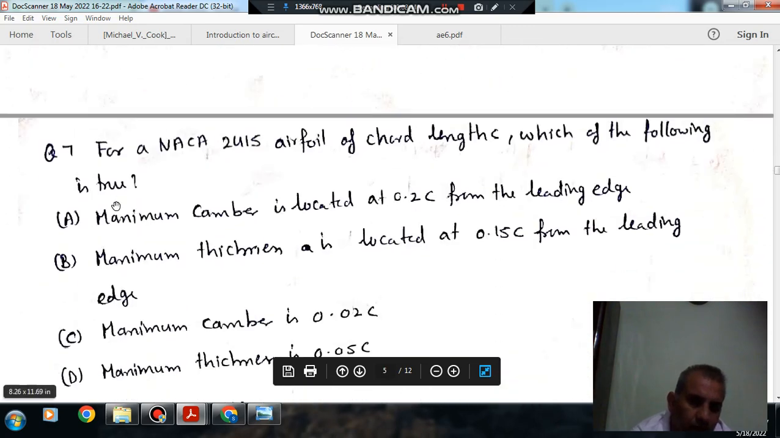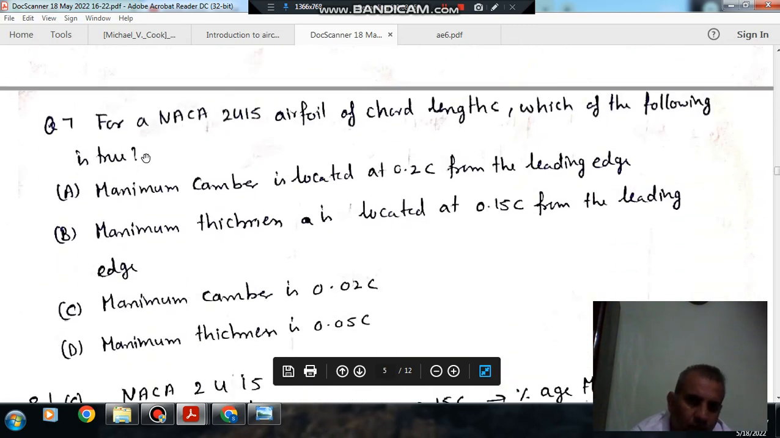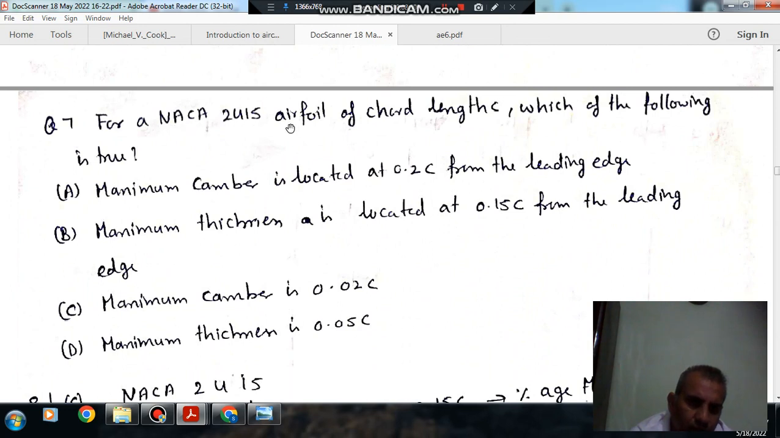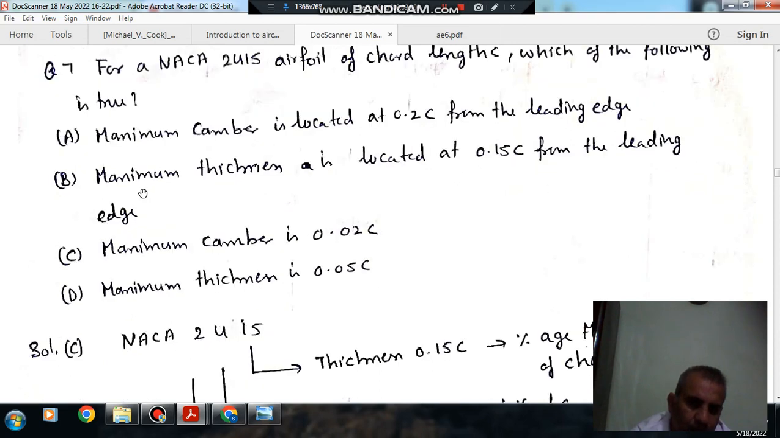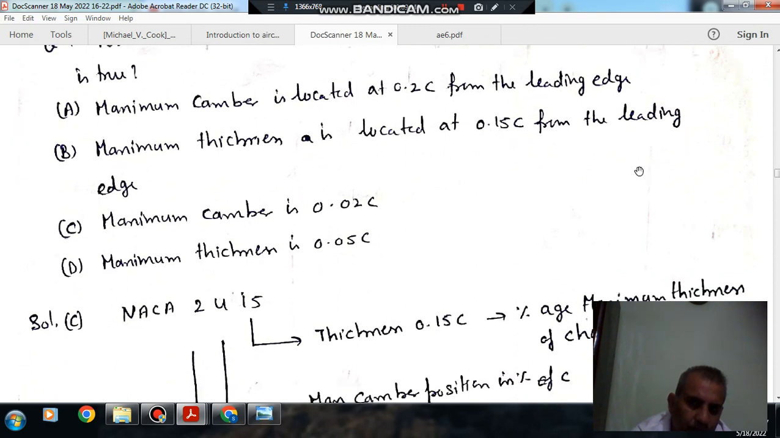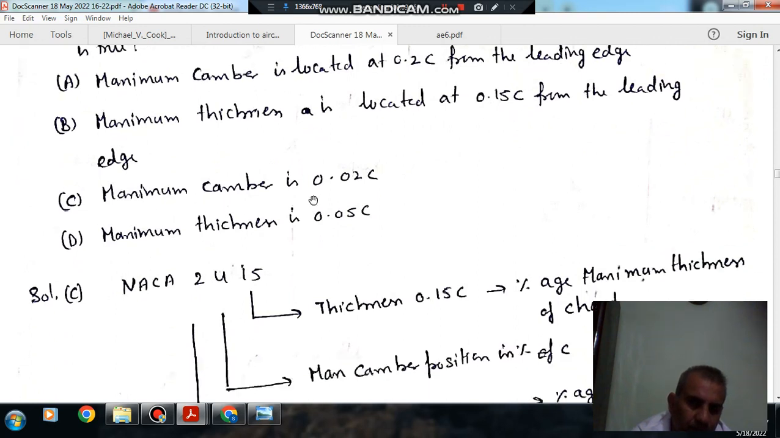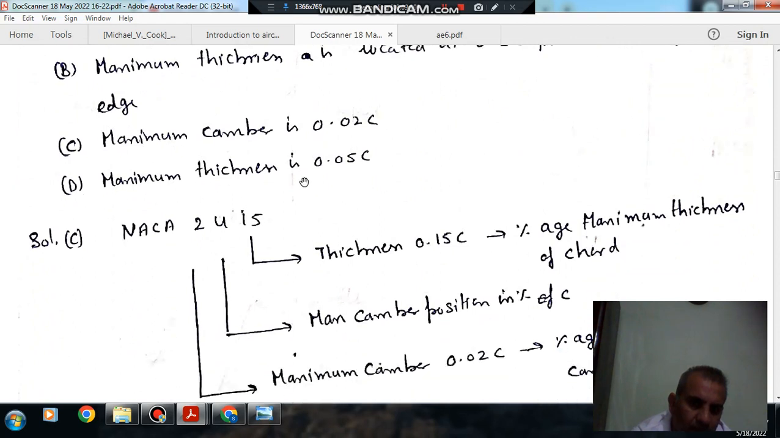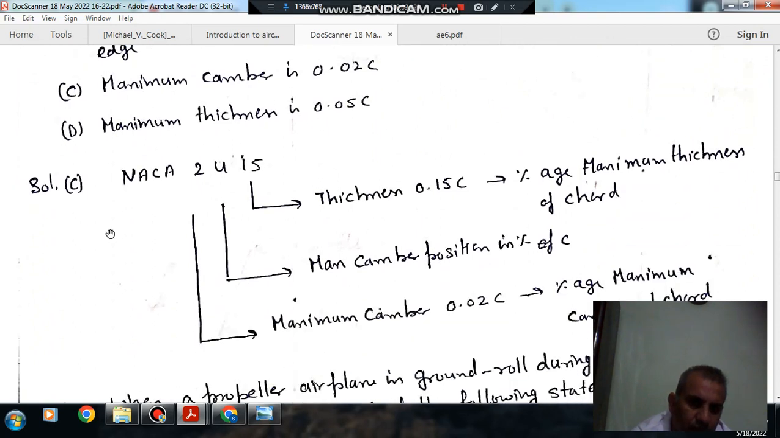Next, question number 7. For a NACA 2415 airfoil of chord length C, which of the following is true? Option A, maximum camber is located at 0.2 C from the leading edge. Option B, maximum thickness is located at 0.15 C from the leading edge. Option C, maximum camber is 0.02 C. Option D, maximum thickness is 0.05 C.